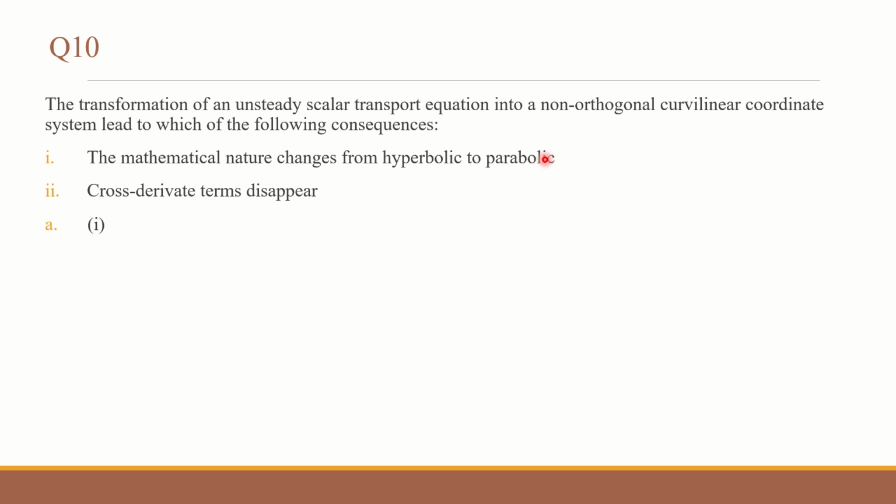The transformation of an unsteady scalar transport equation into a non-orthogonal curvilinear coordinate system leads to each of the following consequences. First one, mathematical nature changes from hyperbolic to parabolic, is false. Similarly, cross derivative terms disappear, is false. Option A, it is 1. Option B, it is 2. Option C, it is both 1 and 2. Option D, it is neither 1 nor 2.